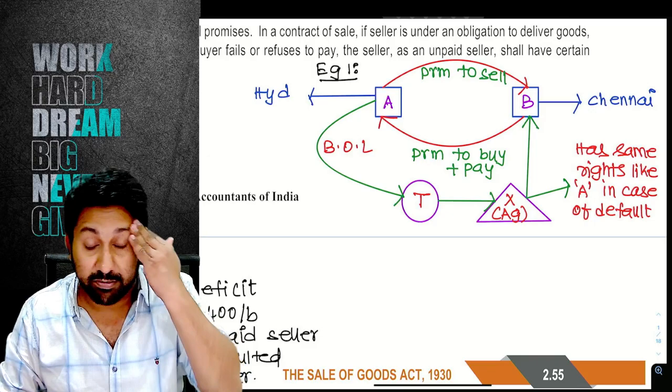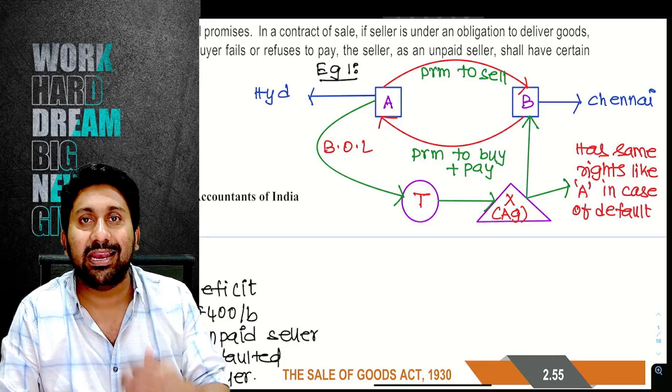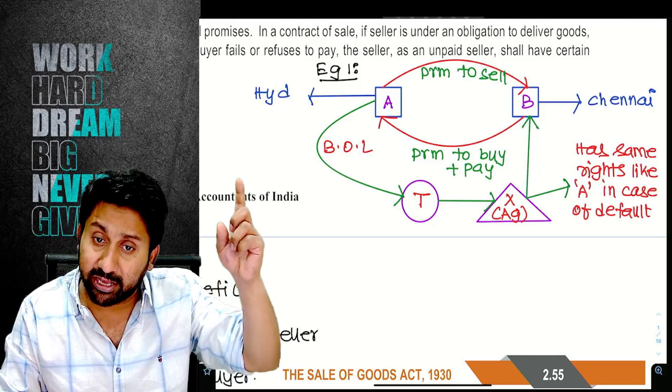Sir, what rights will be there? That's the entire story we are going to discuss now. We will discuss that point soon. But I will give you one right. Lien will be there. What right? Lien. Lien means taking possession of the goods. That power will be there. That power which A can use, X also can use as an agent.